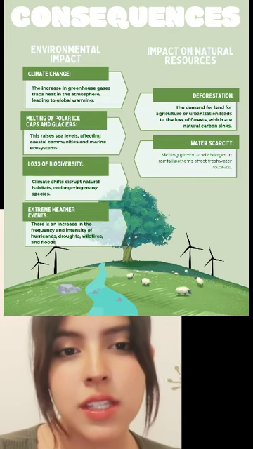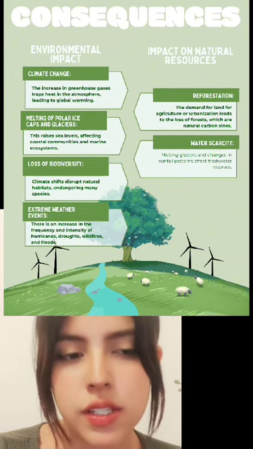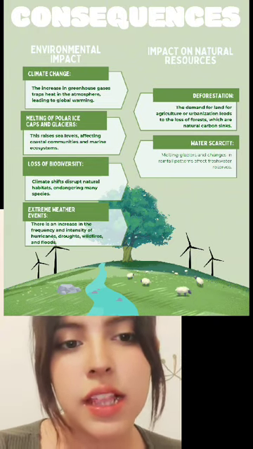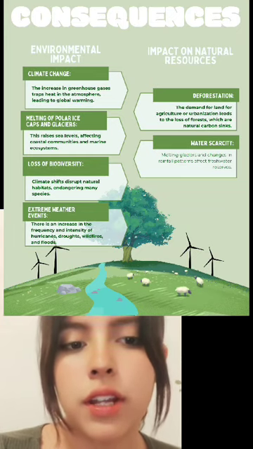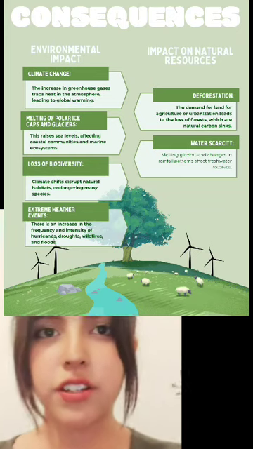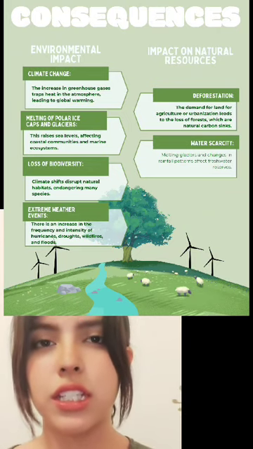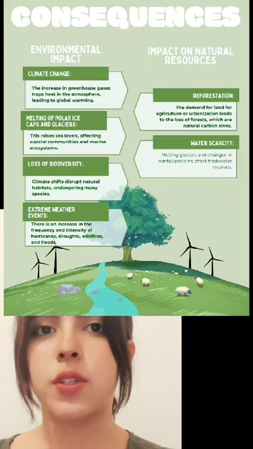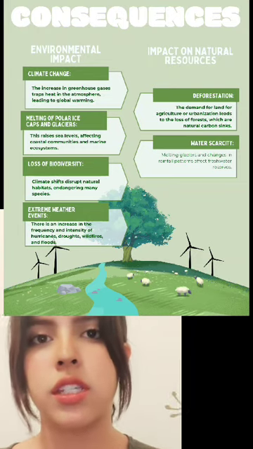The second is melting of polar ice caps and glaciers. This raises sea levels, affecting coastal communities and marine ecosystems. The third is loss of biodiversity. Climate shifts change natural habitats, endangering many species.